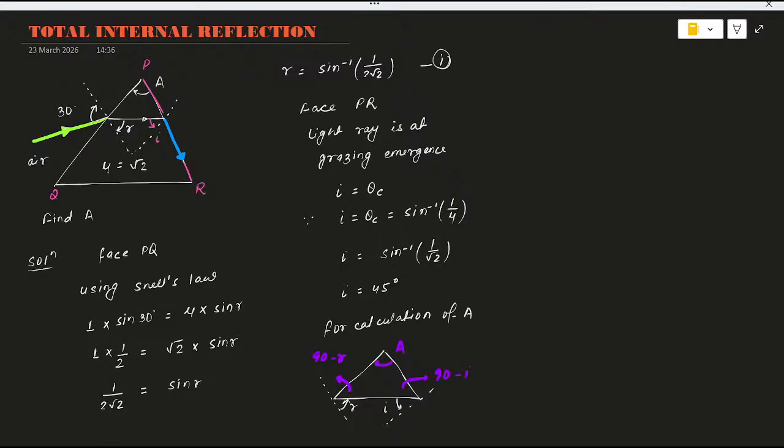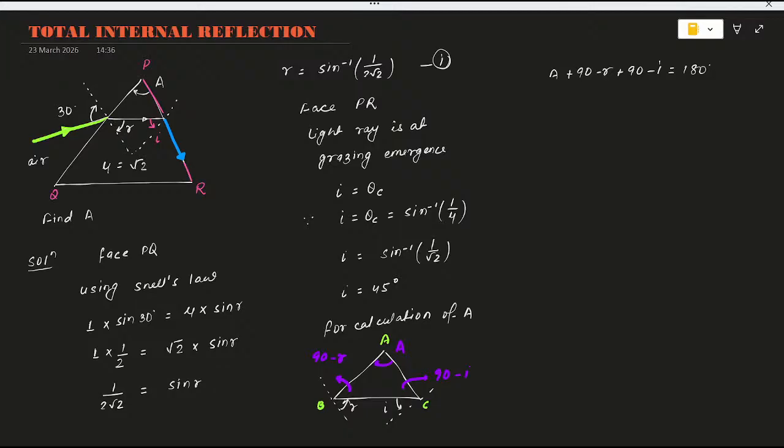Okay, now what do you have? What do you have this figure as? Say suppose I have named it as ABC. What is this figure as? Isn't it? And what do you know about triangle from class 6? That the sum of all the angles of the triangle is equal to what? So shall I write A plus 90 minus R plus 90 minus I equal to 180?